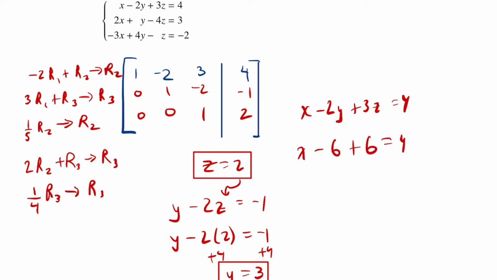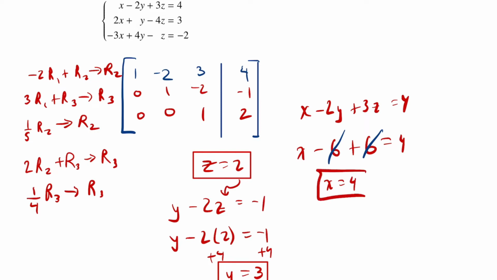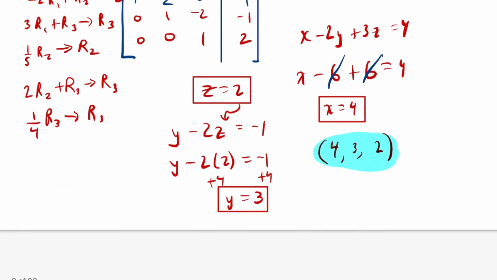X minus 6 plus 3 times 2 is 6 equals 4. So once again, I just substituted 3 for y, I got minus 6, and I substituted 2 for z, and I got plus 6. So the 6's are going to cancel. So x equals 4, and that concludes this problem. So our final answer is going to be 4, 3, 2, and that's how we end it.